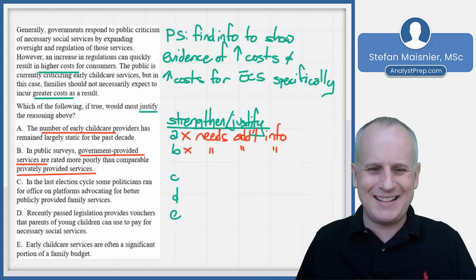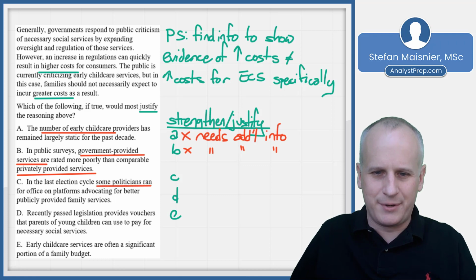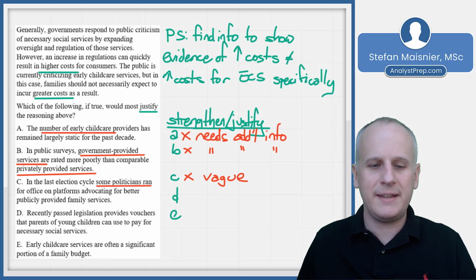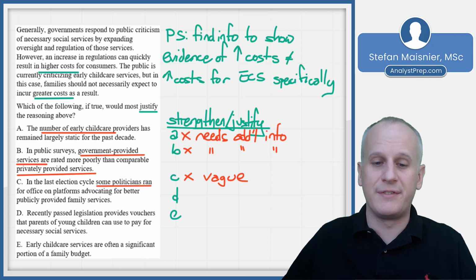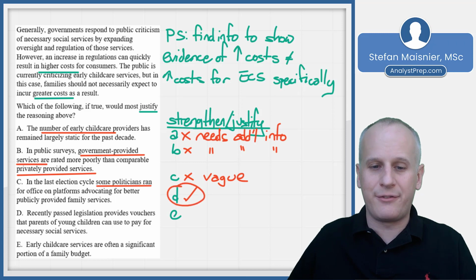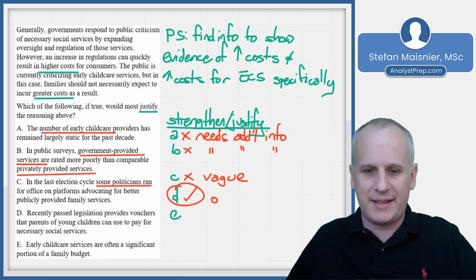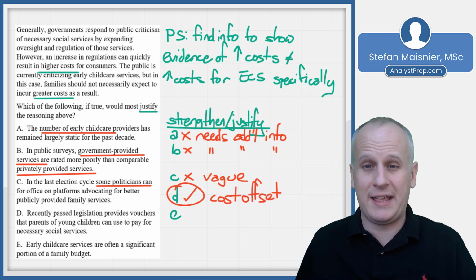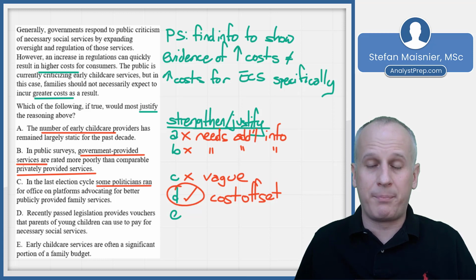Then we've got in the last election cycle, some politicians, oh, that's wonderful. So once again, we've got a delightful vague qualifier. Now, recently passed legislation provides vouchers that parents of young children can use to pay for necessary social services. And if we are focusing specifically on the cost, this provides our cost offset. We're not going to come up with vouchers in our head and be like, ooh, clearly it's vouchers. But once we're focused on the costs as the evidence, we might be a little bit more prepared to recognize when the costs are being addressed in a choice.